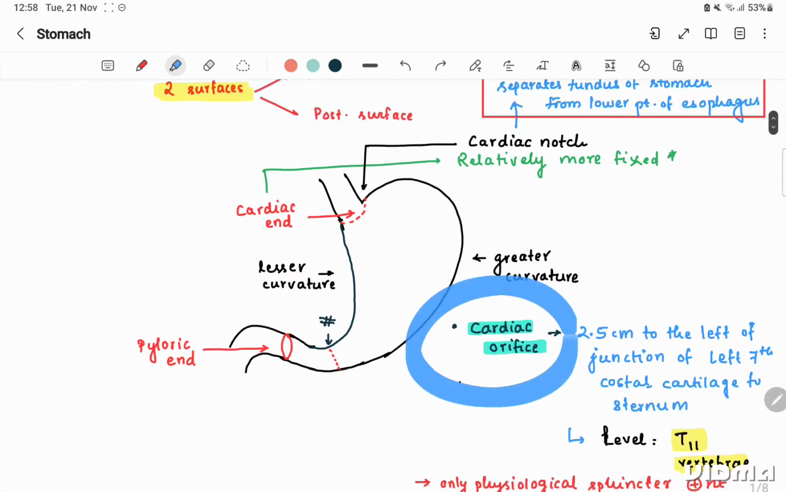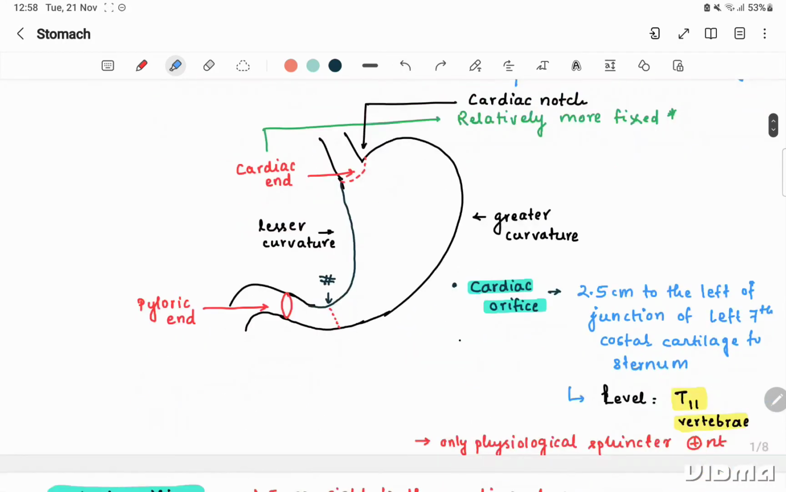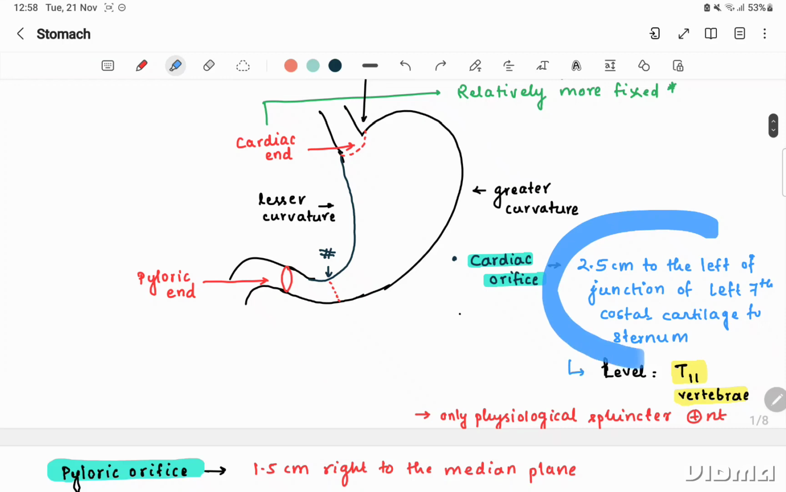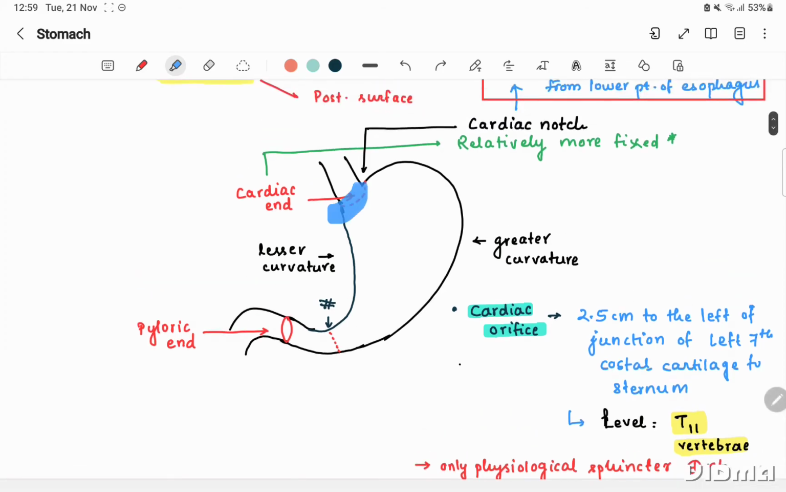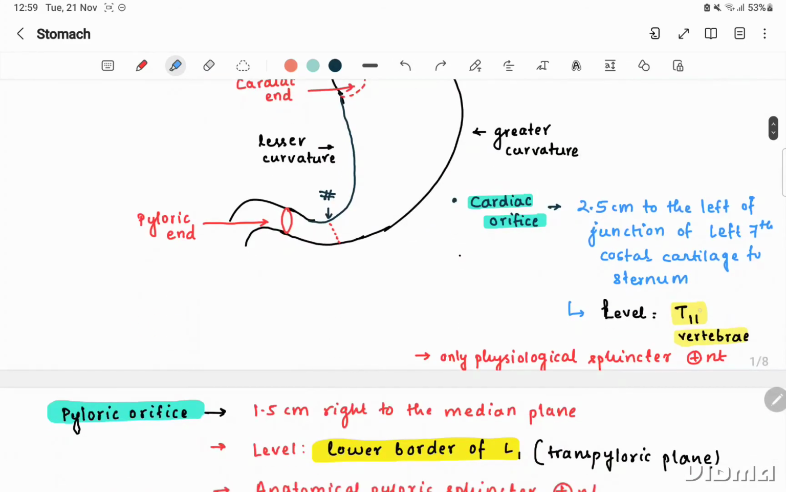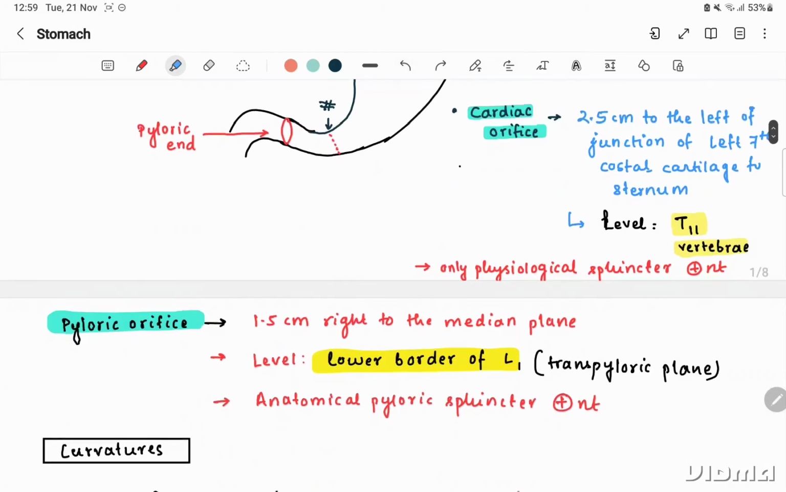Understood? About the cardiac orifice: this cardiac orifice is 2.5 cm to the left of the junction of the left 7th costal cartilage to the sternum, where the cardiac orifice is present, and the level is the T11 vertebra.